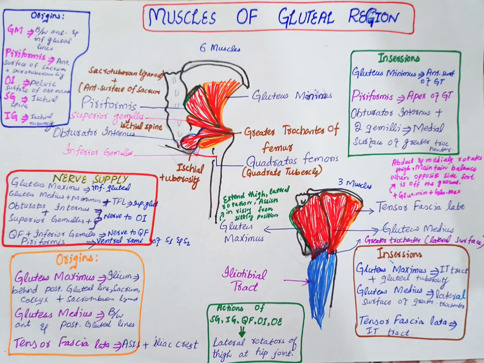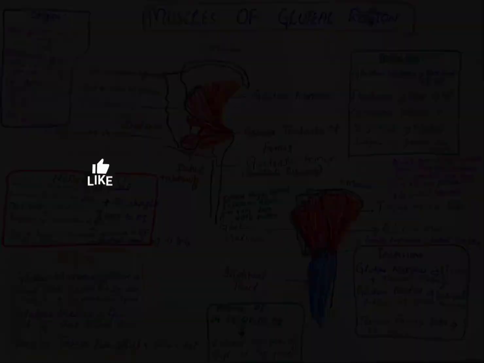The gluteus medius and gluteus minimus are the powerful abductors and medial rotators of thigh and they maintain the balance when the opposite foot is off the ground. The tensor fascia lata is also an abductor and medial rotator of thigh and it also prevents the external rotation of thigh at hip joint. The remaining 6 muscles of gluteal region, including the piriformis, superior gemellus, inferior gemellus, quadratus femoris, obturator internus and obturator externus have a common function that they laterally rotate the thigh at hip joint.